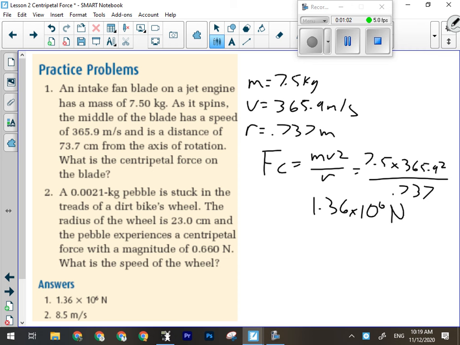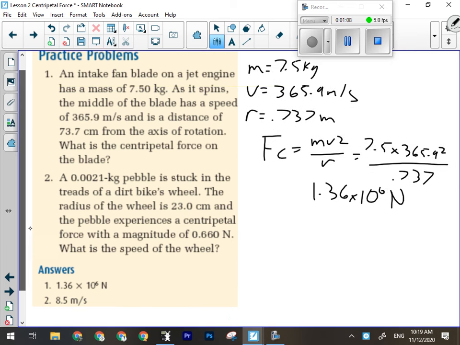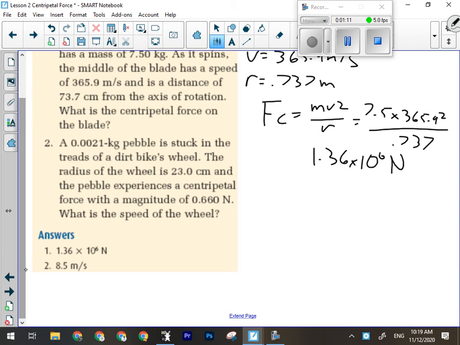Is that a lot? It's a lot, yeah. You've got to build those things pretty strong in order for them to take that. And then for number 2, it's looking for the speed of the pebble that's stuck in the treads of a dirt bike's wheel, and they give us the radius. Again, they give it to us in centimeters, so we need that in meters, 0.23 meters.